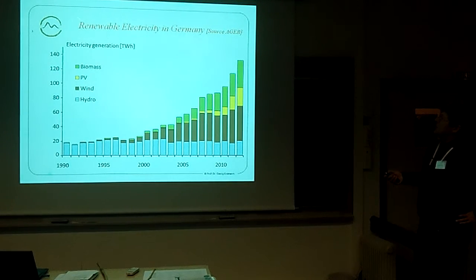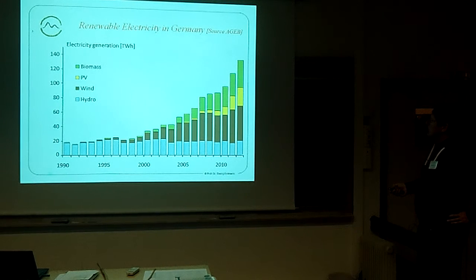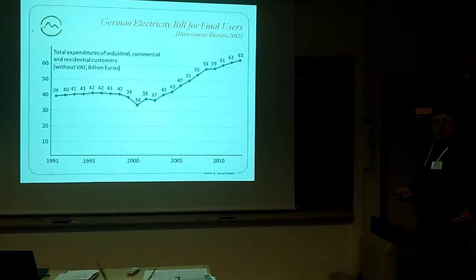This is a composition of the renewable electricity generation in Germany. These are the most recent 2012 numbers. You see this is biomass, this is photovoltaics and wind and hydro, and the rest I have skipped. As you see, the first new renewable was wind, then came biomass, and now we have a lot of photovoltaics. As a result, this is a very costly system. This is in billion euros.